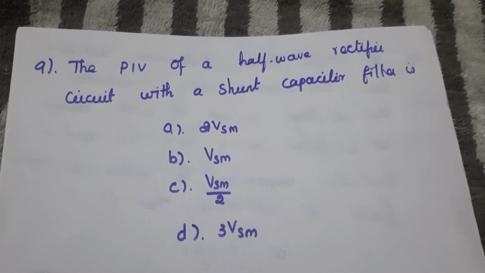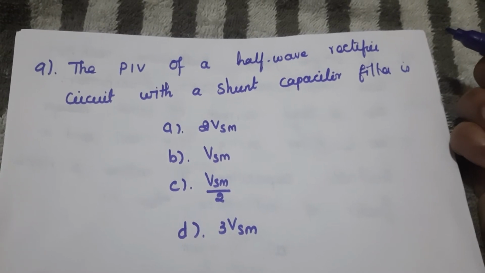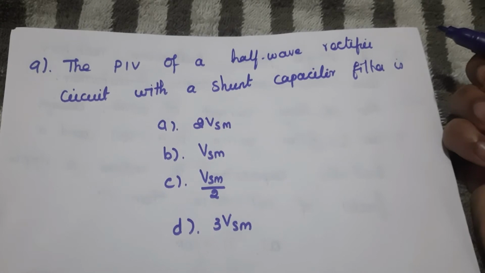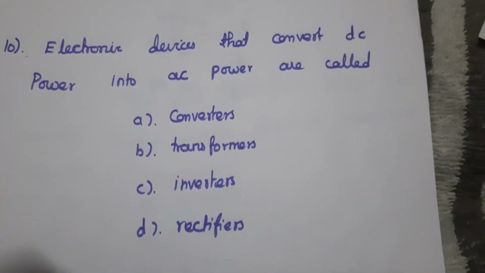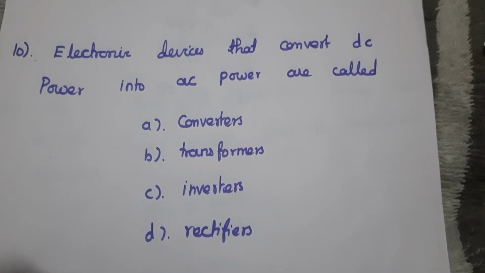And ninth question: the PIV of a half-wave rectifier circuit with the shunt capacitor filter is? Find the equation for PIV for a half-wave rectifier. Find the correct one.